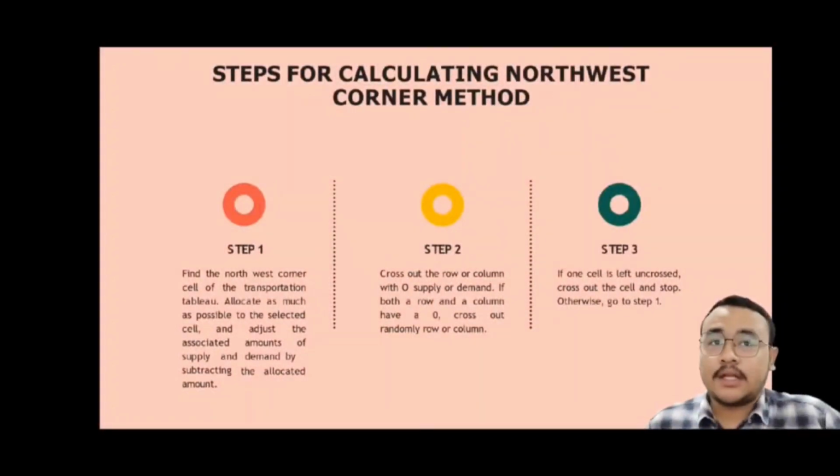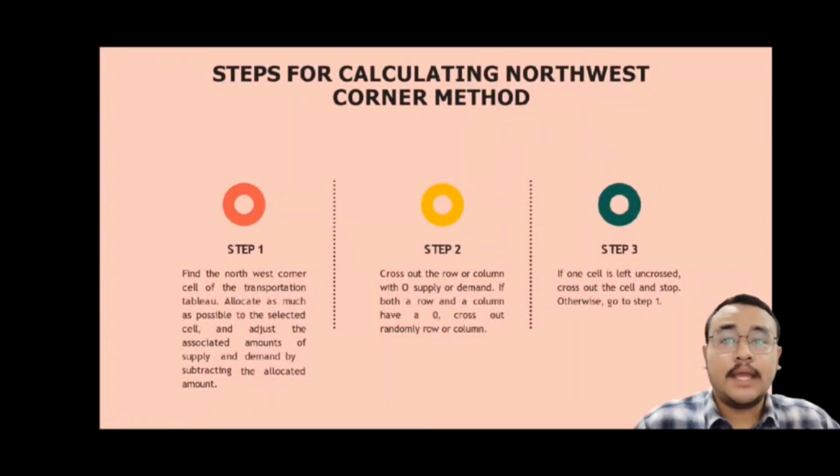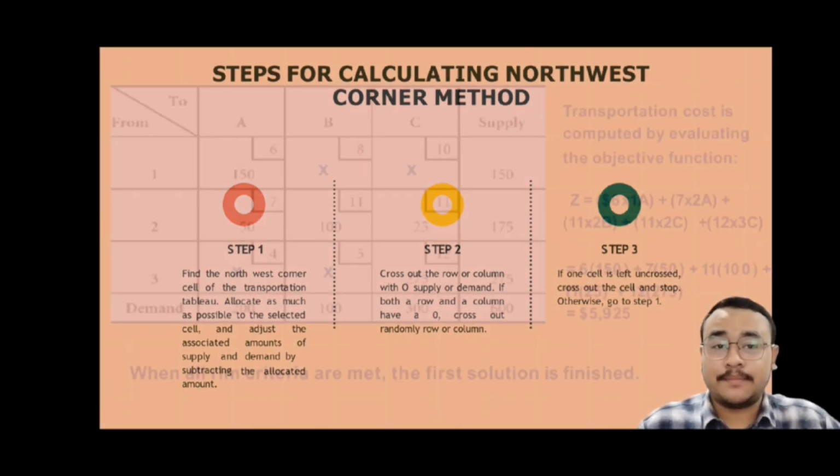Next are the steps for calculating the northwest corner method. The first step is to find the northwest corner cell at the transportation tableau, allocate as much as possible to the selected cell, and adjust the associated amount of supply and demand by subtracting the allocated amount. The next step is to cross out the row or column with 0 supply or demand. If both a row and a column have a 0, cross out randomly either the row or the column. Step 3: if one cell is left uncrossed, cross out the cell and stop. Otherwise, go back to step 1.